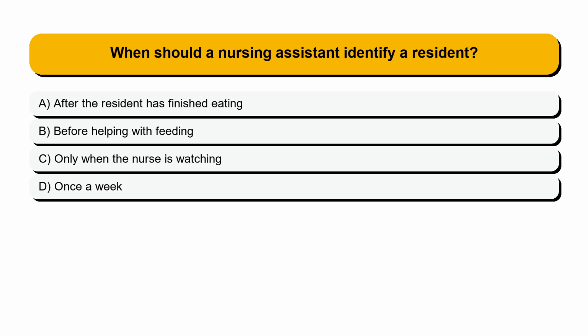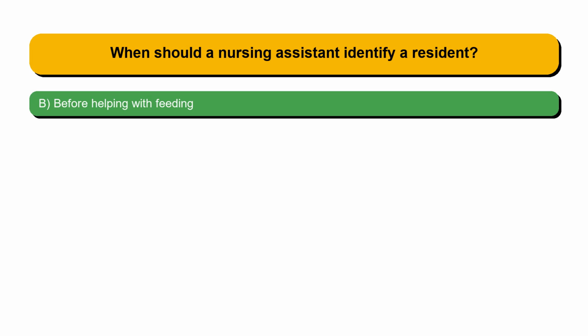Question 3. When should a nursing assistant identify a resident? Option A. After the resident has finished eating. Option B. Before helping with feeding. Option C. Only when the nurse is watching. Option D. Once a week. The correct answer is Option B.